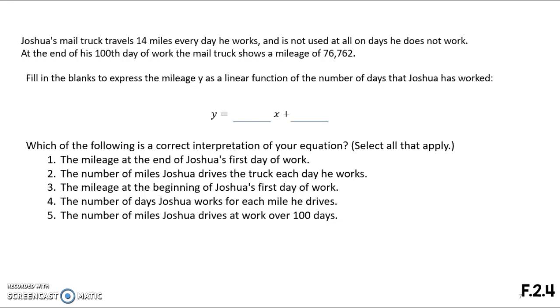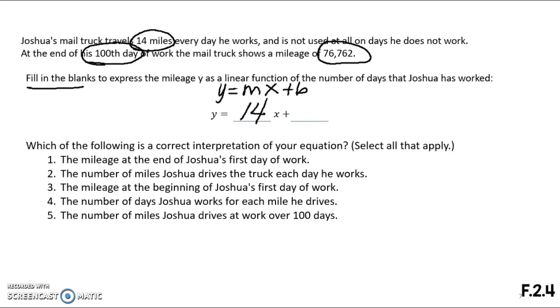Joshua's mail truck travels 14 miles every day he works and is not used at all on the days he does not work. At the end of the 100th day, his work truck shows a mileage of 76,762. Fill in the blanks to express the mileage, y, as a linear function of the number of days that Joshua has worked. Well, we know that in y equals mx plus b, m is our slope, it's our rate of change. Every day he's doing 14 miles, so my rate of change is 14.